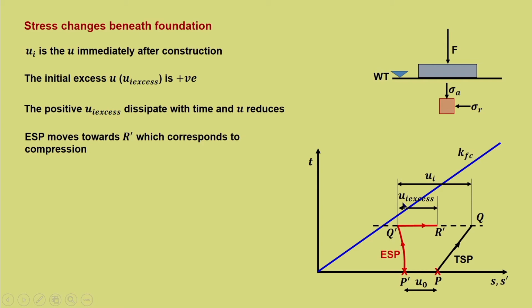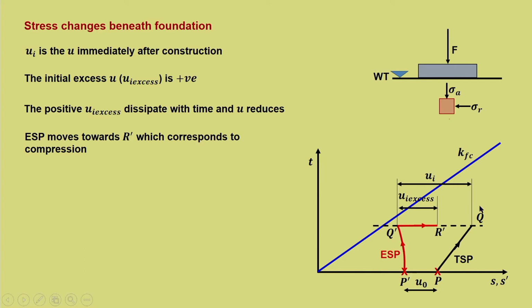So, now you can see why this initial pore water pressure at the end of the construction period comes down. It comes down because this much component is the excess pore water pressure that gets generated because of the foundation load. That gets dissipated and then the stress path is Q dash R dash, and Q dash R dash gives the idea about the compression that is taking place within the soil mass.